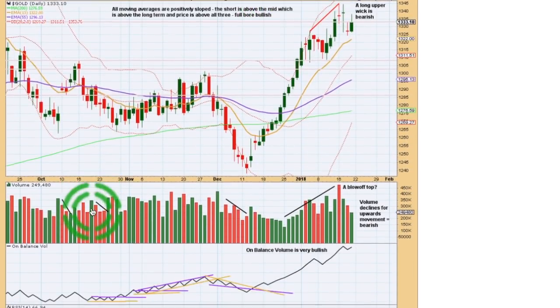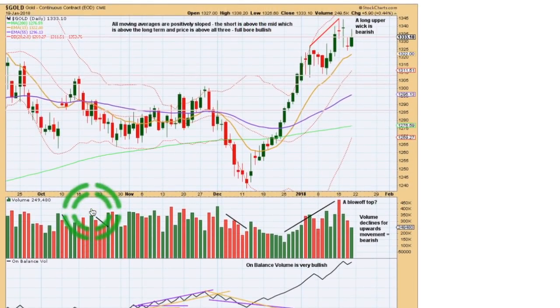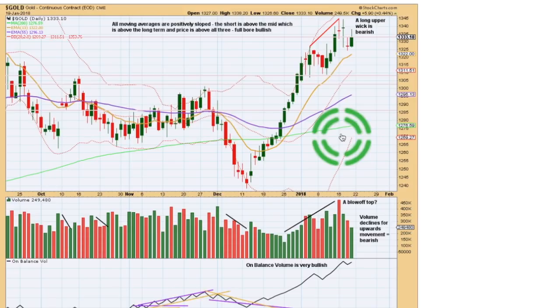What about the shorter term picture at the daily chart level? Things are still looking full bore bullish. The short term average is above the mid term, is above the long term, and price is above all three, and they all have positive slopes. This is a full bore bullish look. The problem, of course, with moving averages is they are lagging indicators because they're based on averages. But the situation at hand with the information we have today, this chart is very bullish.